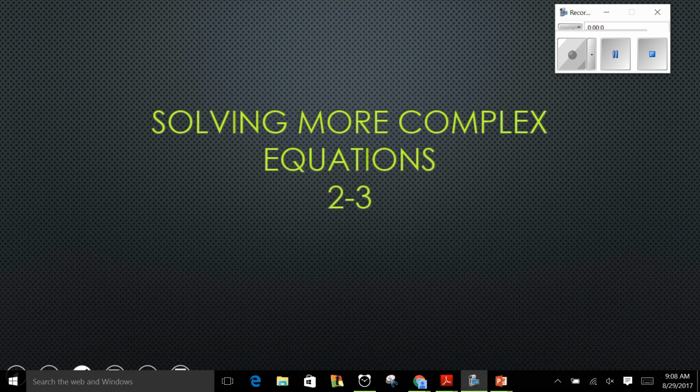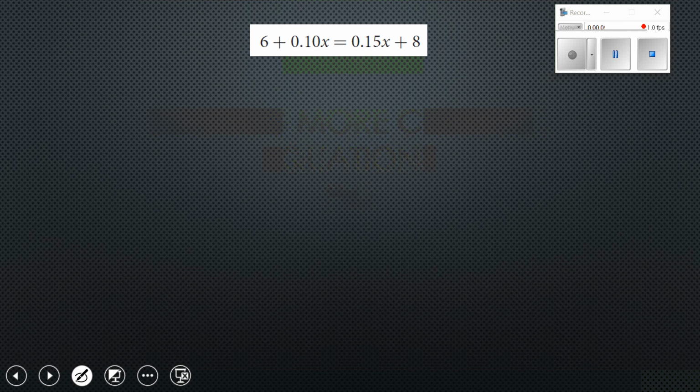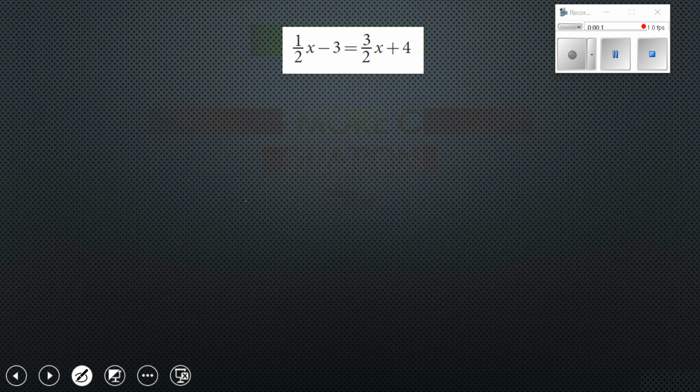In this video today, we're going to look at solving more complex equations, section 2.3. What we're going to be looking at is an example with fractions in it, and we're also going to look at an example with decimals. So let's start with the first example here.